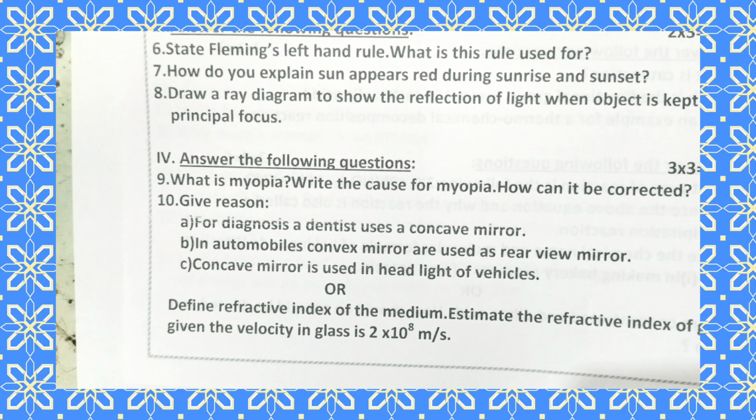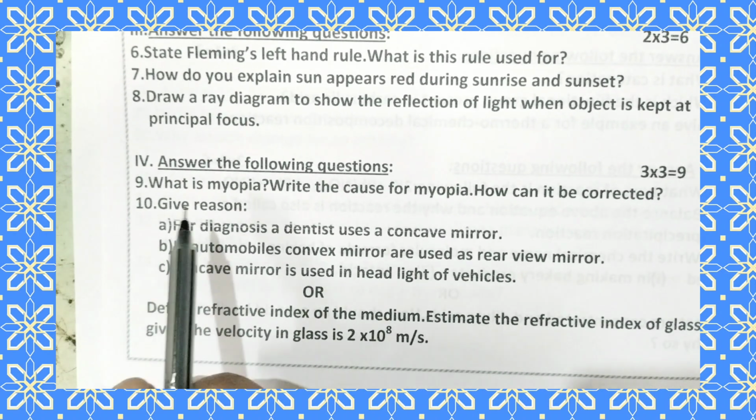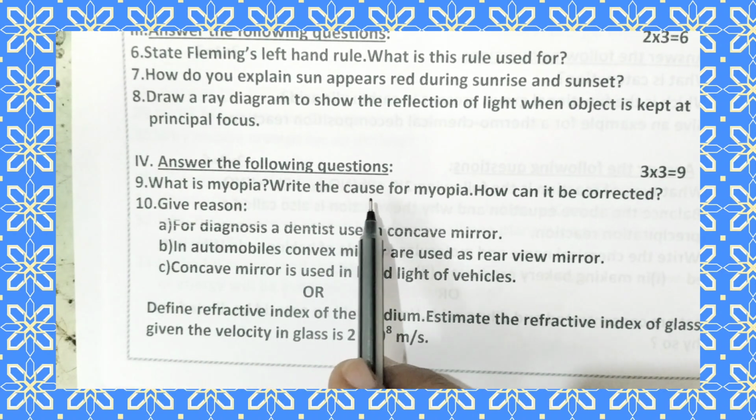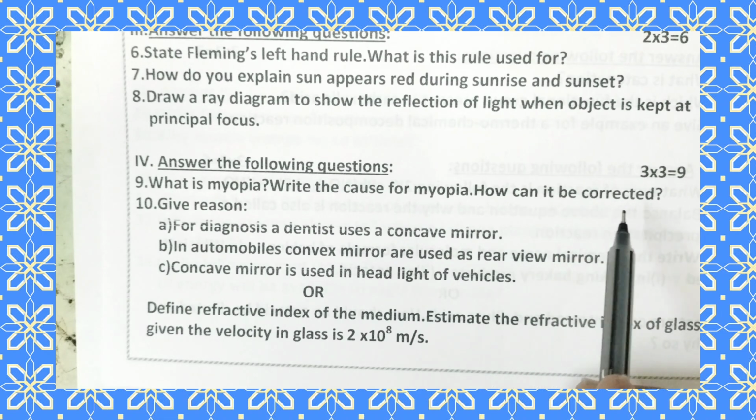Now let us move to the next question. That is question number 9, four marks. What is myopia? Write the cause for myopia. How can it be corrected?